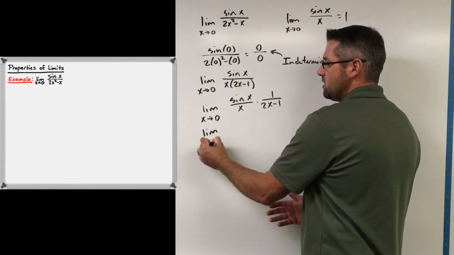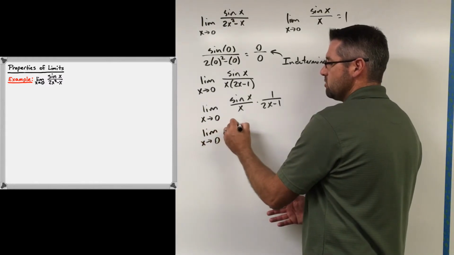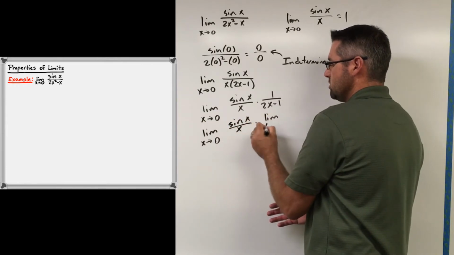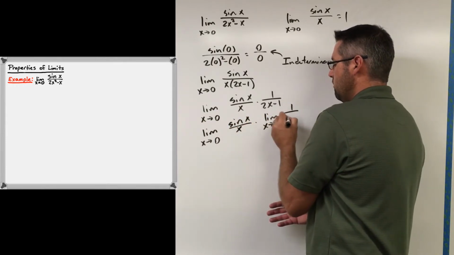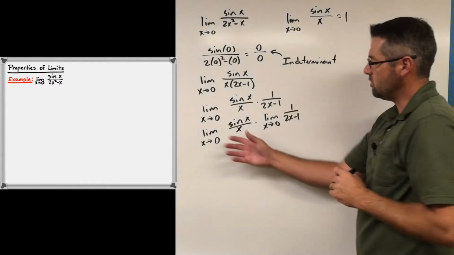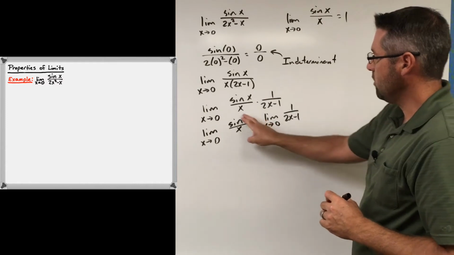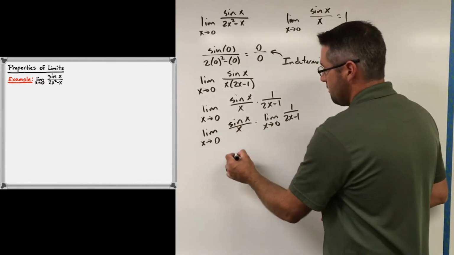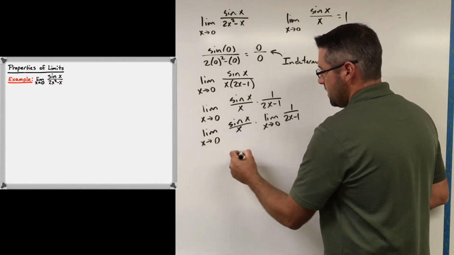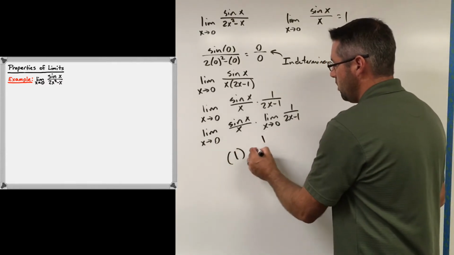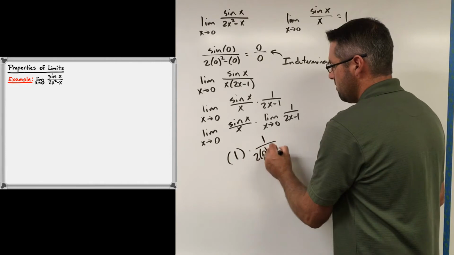algebraically. So this actually is the same as the limit as x approaches 0 of sine of x over x times the limit as x approaches 0 of 1 over 2x minus 1. And so now we have two separate limits, and we already know the answer to this guy. This guy right here was 1, okay? And then we're going to try substitution here, so we end up with 1 over 2 times 0 minus 1.